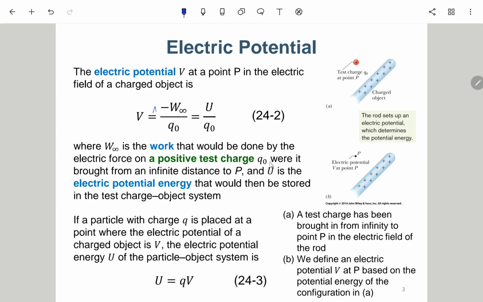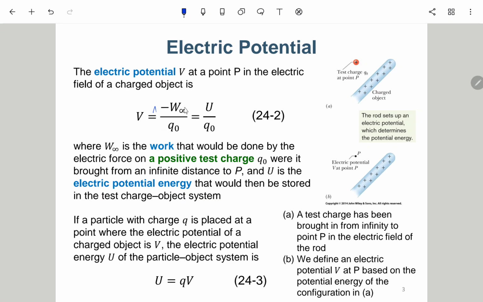So it's related to the work done, and this work done is the negative of the electric potential energy, just as what you did for the mechanical system. Actually it's the same concept, but it is for the electric field. Here it's just like you try to put a positive test charge from infinitely far away to some point P you are concerned with, and W is the work done.